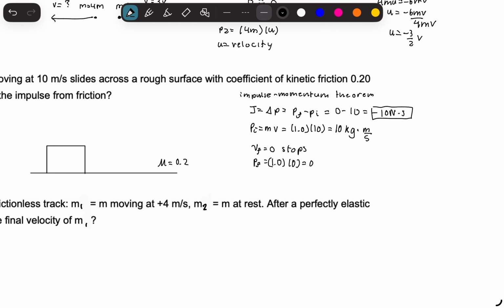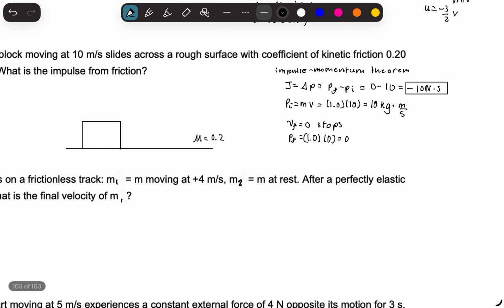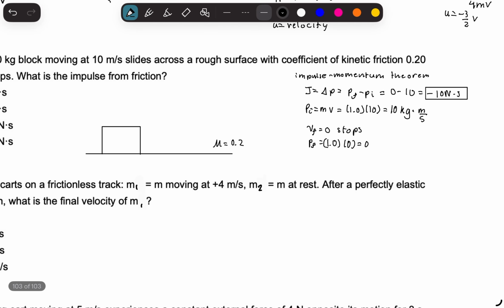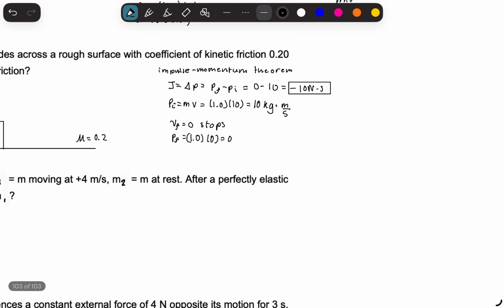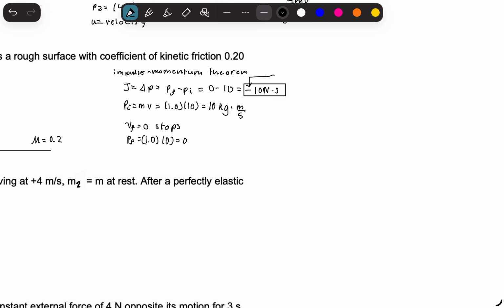So all you had to do was calculate that momentum and infer what the other momentum was and then find the change. So that's how you found the impulse. And what the negative sign here means is that the friction opposed the block's motion.